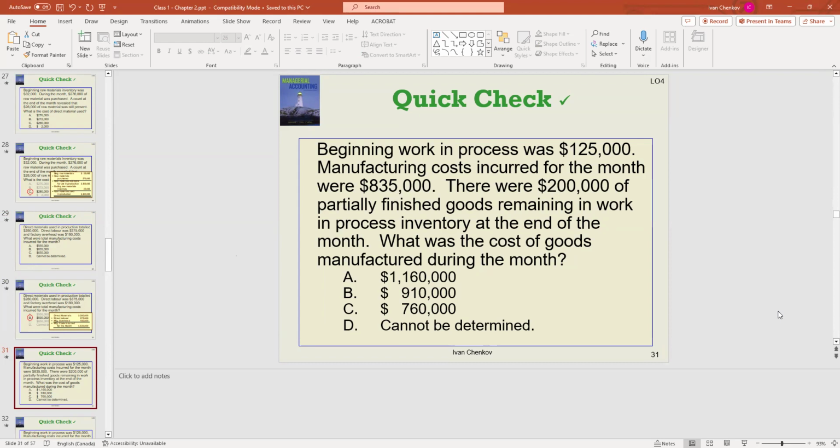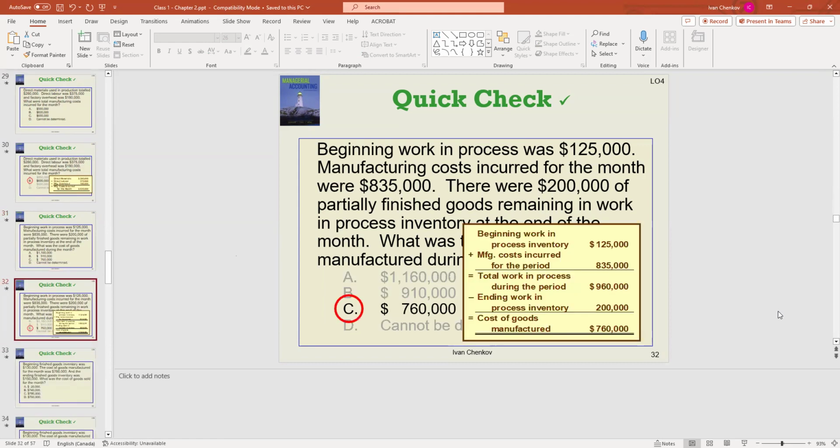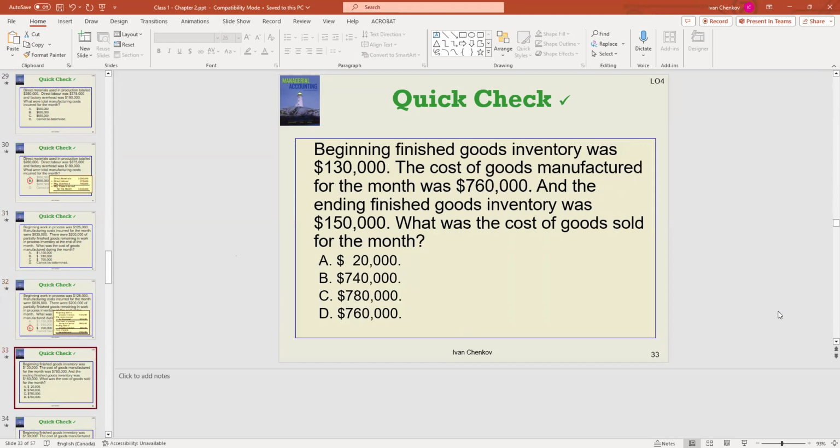Seems that's the right answer, Jim. Jim, thank you. So 125 plus 835 is going to give you 960, minus 200, 760. Great job, Jim. Now we have our cost of goods manufactured. What we have to do is transfer those goods into the finished goods account. In the finished goods account, we're going to check what was the beginning balance, what's the ending balance, and we're going to figure out how much is the cost of goods sold.